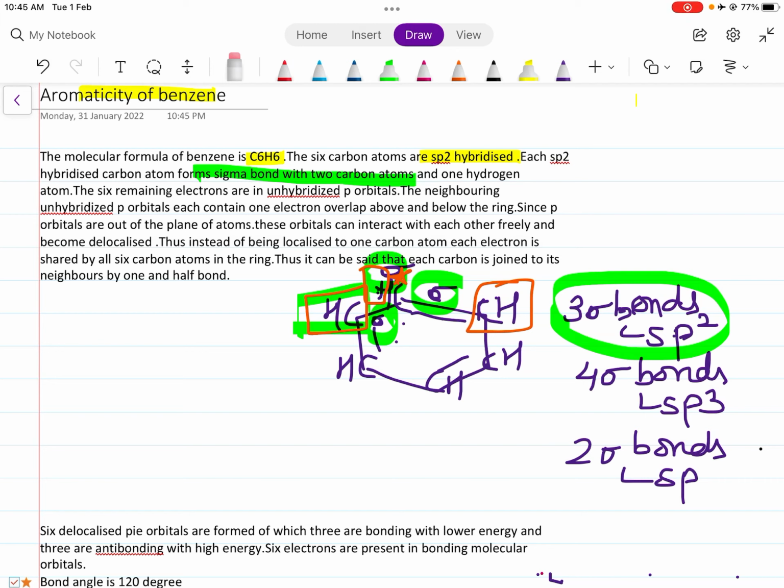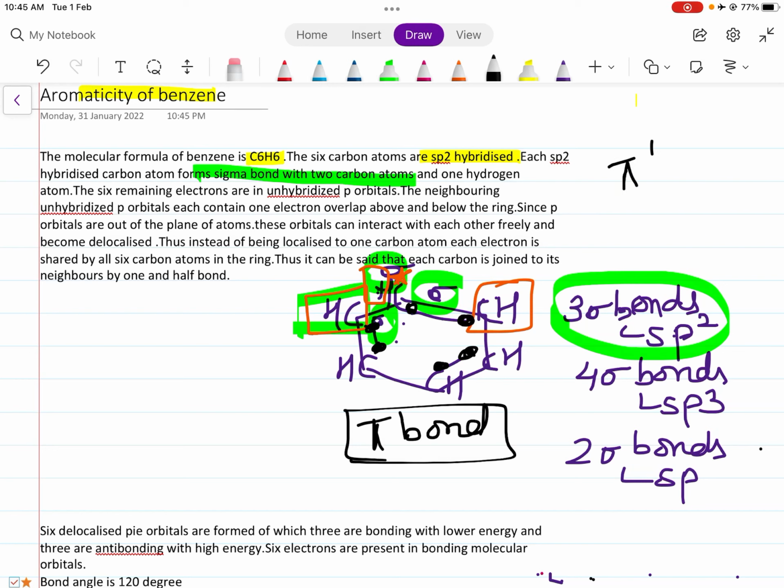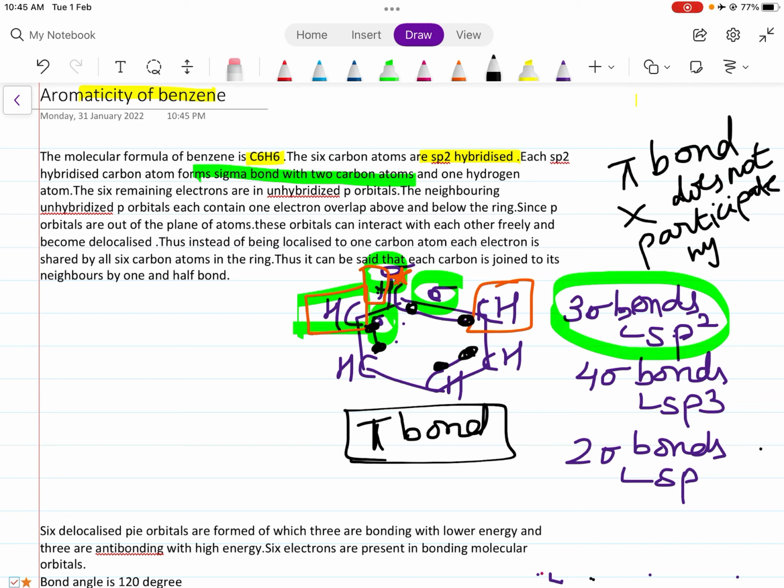The 6 remaining electrons are in the unhybridized p orbitals. Which are the 6 remaining? The ones which are forming a pi bond. So the pi bond is formed by 1, 2, 3, 4, 5, 6. So the remaining 6 electrons are unhybridized because the pi bond does not participate in hybridization.